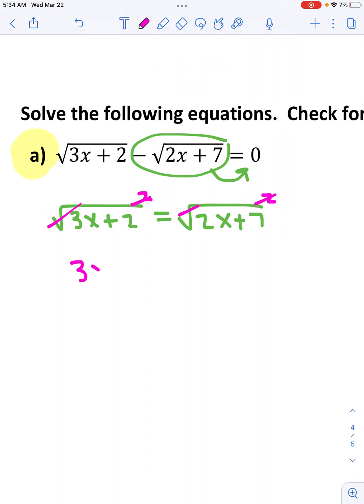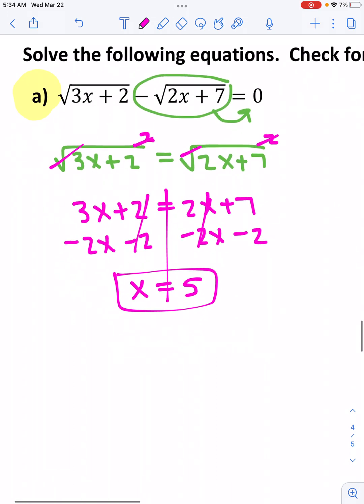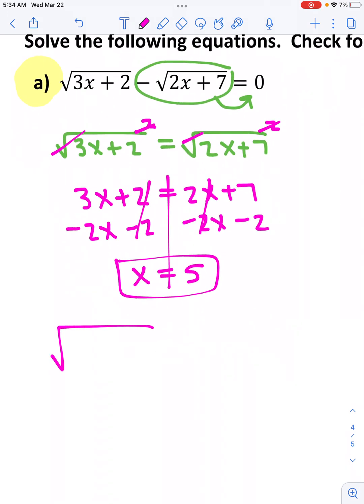That ends up canceling both roots. So 3x plus 2 equals 2x plus 7. And then get my x's together, my numbers together. So x equals 5. And then we should double check.